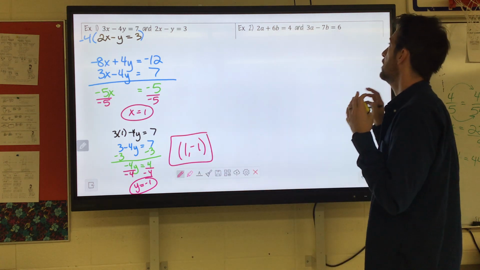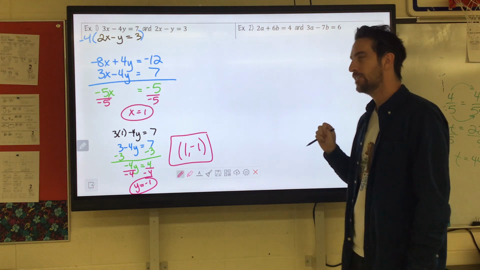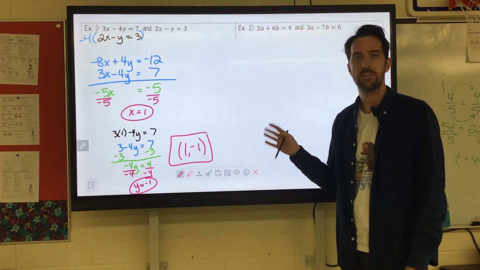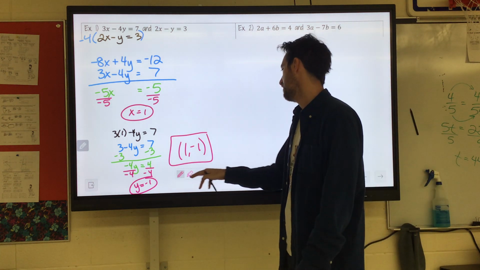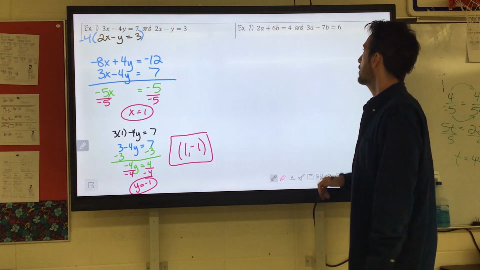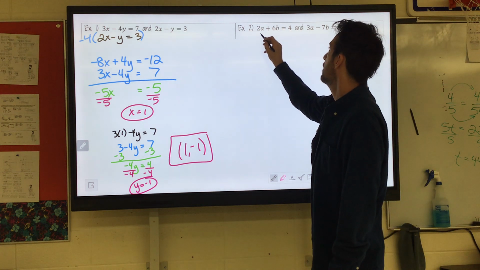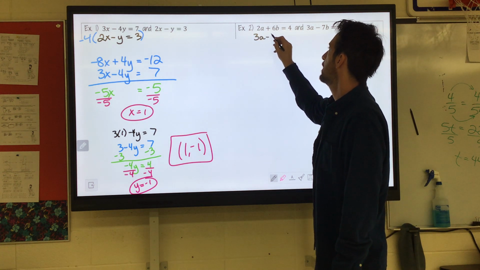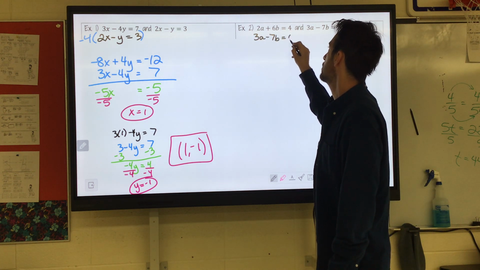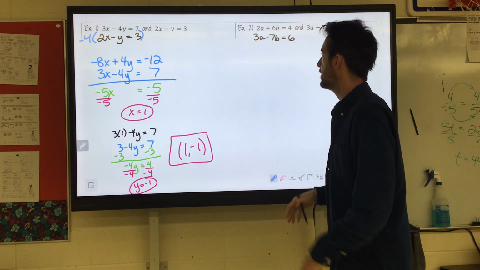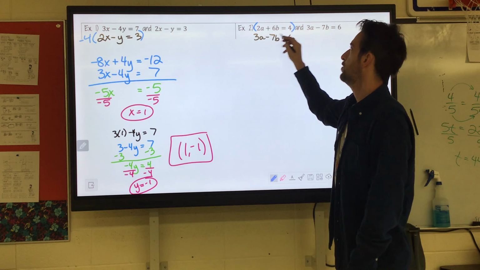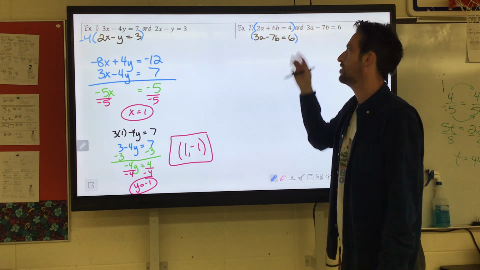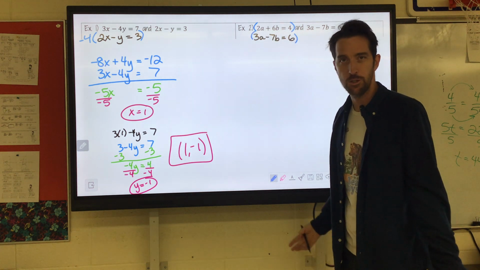Pause it here. Check it out. Now this one you don't need to write as a coordinate because it's a's and b's. That's fine. Otherwise, write it in alphabetical order as a coordinate. So I'm going to start going over it now. Let's see. 3a minus 7b equals 6. So let's say we want the a's to cancel out. I need a number that 2a and 3a. Oh, this isn't even a you try. This is just an us do.